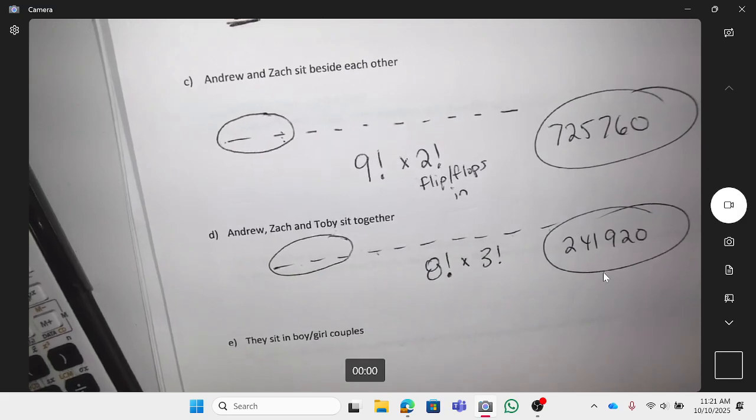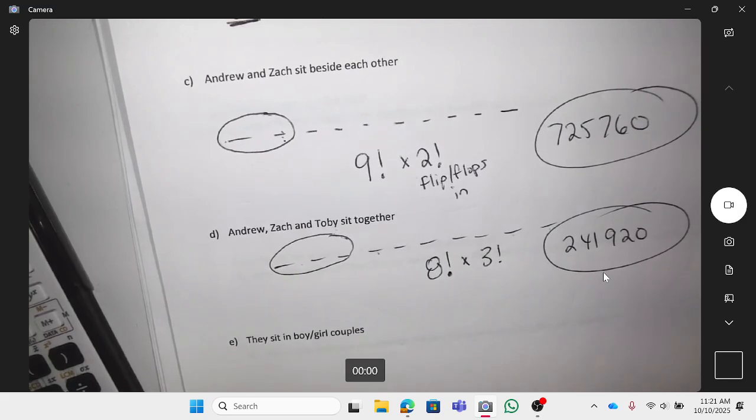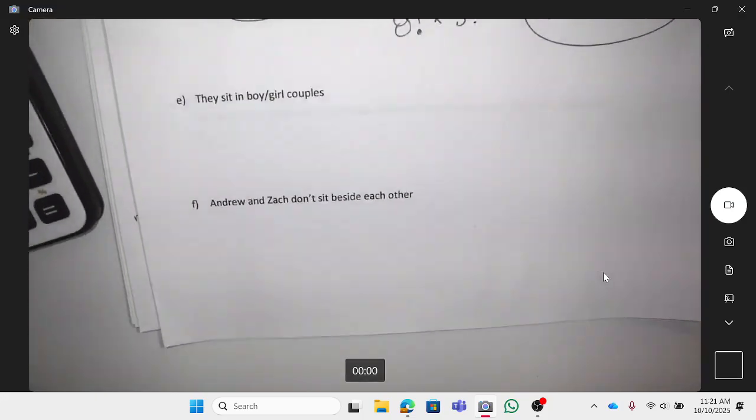Okay, so that's the strategy. How many objects are you moving around once you've chunked an object together, but then you have to multiply what's within the object that's grouped.